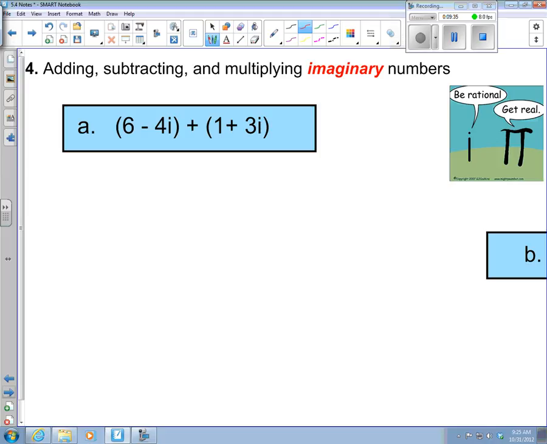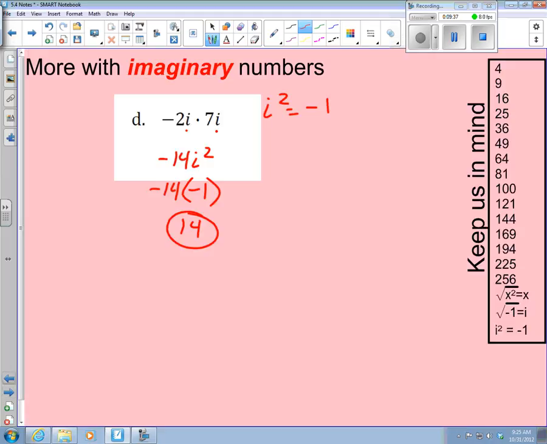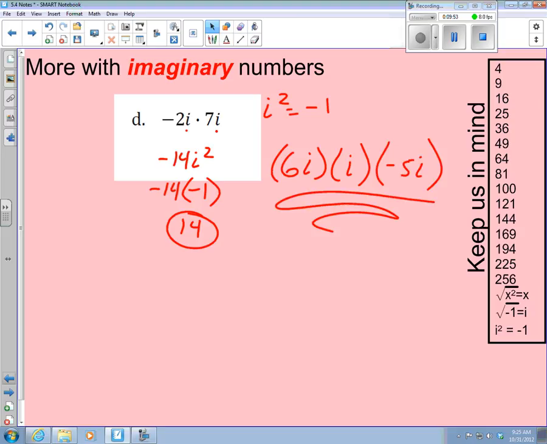These ones we'll get into tomorrow. I want you guys to try this. Try multiplying, we'll say 6i times -5i. You guys come up with an answer for that tomorrow, and we'll talk about that and talk about the rest of this worksheet and finish up complex numbers or imaginary numbers. Peace out.